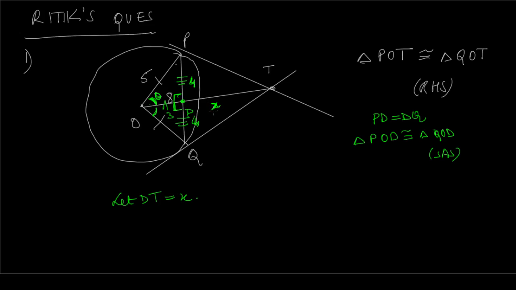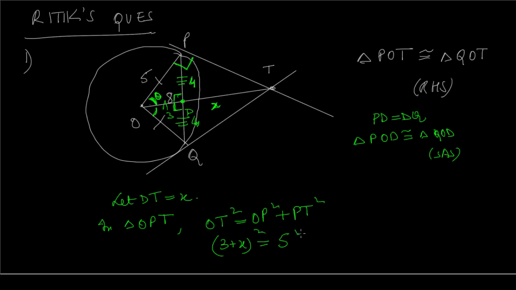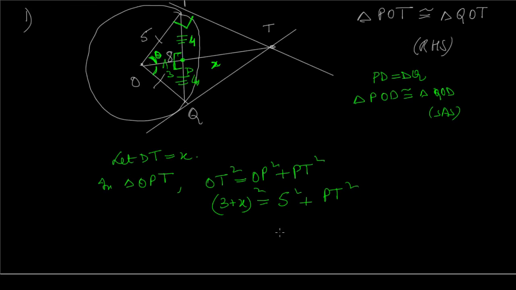So can I say that in triangle OPT, this will be 90 because tangent is perpendicular to radius at the point of contact. So in triangle OPT, OT square is equal to OP square plus PT square. OT value will be 3 plus x whole square, equal to OP square, which is 5 square, plus PT square, and you don't know PT. So now equate: PT square is equal to (3 plus x) whole square minus 5 square.